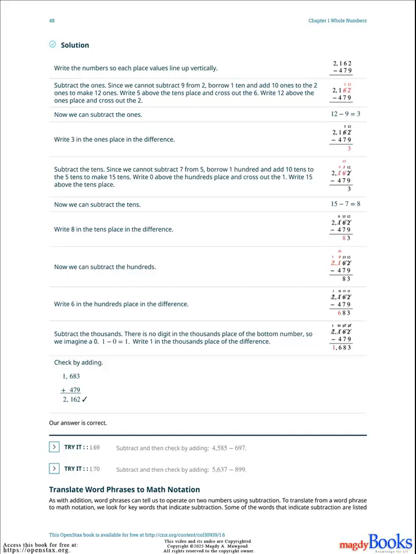3. Check by adding. 1683 plus 479 equals 2162. Checkmark. Our answer is correct.